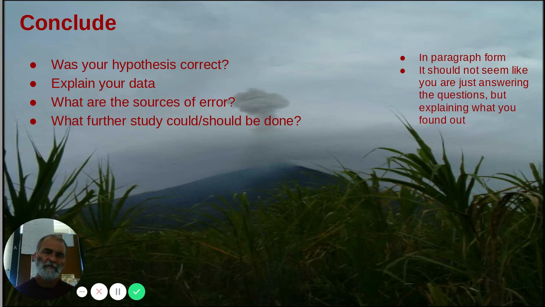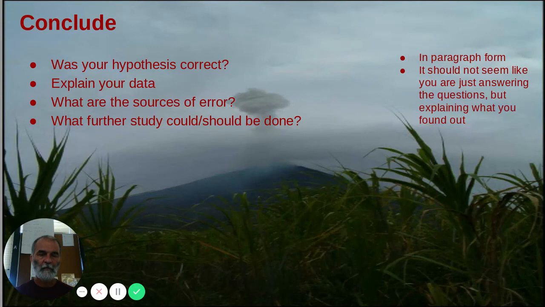And then what else could you do? What further study could you do on that topic? So if you're testing reaction time to see whether boys or girls have a faster reaction time, then you might move on and say, okay, is my left hand or is my right hand faster? Or do I react faster to something I hear? Or do I react faster to something I can see? Those are all things you might do in your further study of your conclusion.